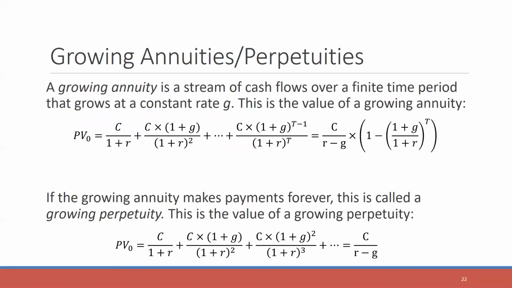All right. We've been talking quite a bit about ordinary annuities, ordinary perpetuities. Annuities and perpetuities can also grow. So a growing annuity is a stream of cash flows over a finite time period that grows at a constant rate of G. So hopefully there's kind of two things that stick out when we look at the growing annuity formula. We still have C, our cash flow. So we've got our constant cash flow, but now it's being divided by R minus G. R is our interest rate and G is our growth rate.